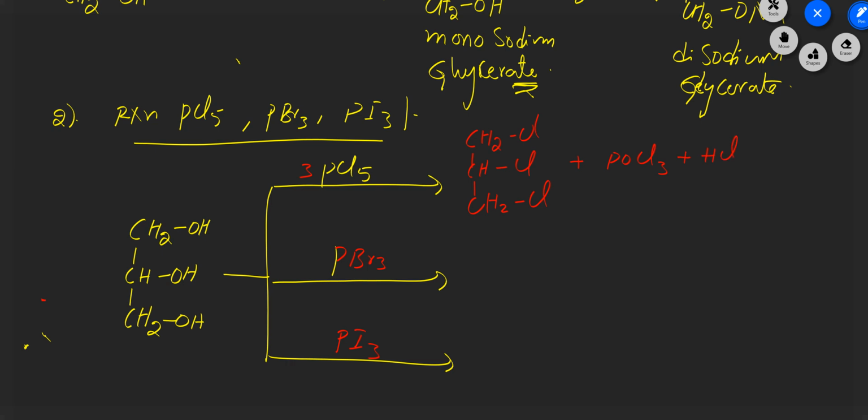So what about this one? This one also forms alkyl halides: CH2Br, CHBr, CH2Br. Next, H3PO3 is the byproduct that is formed. So what is the final product formed with PI3? It also forms alkyl halides.